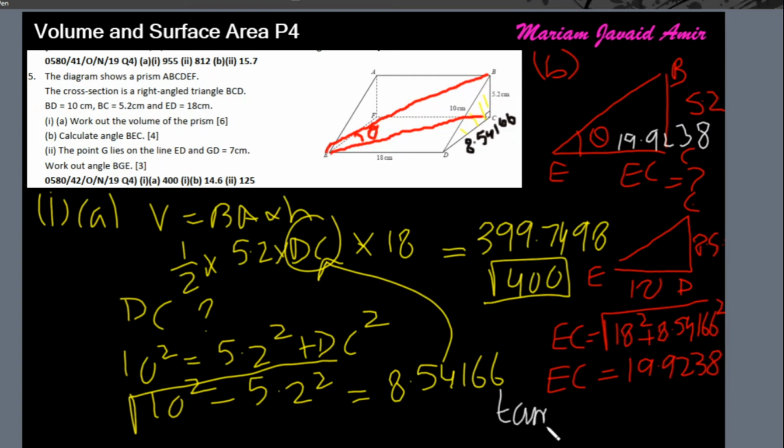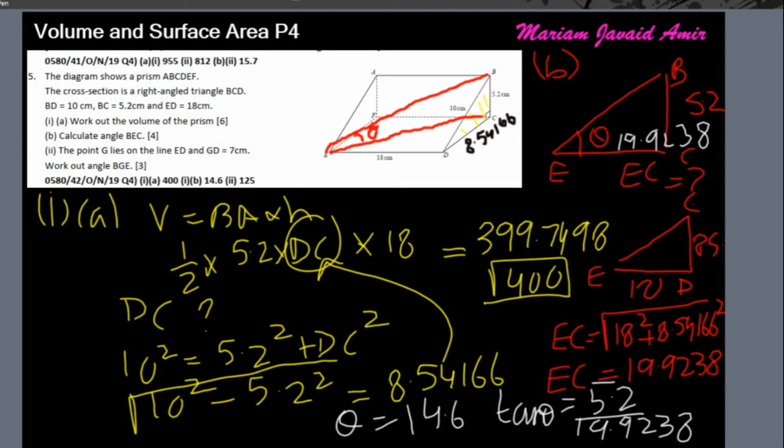Now I can find theta by applying tan. Tan theta equals 5.2, perpendicular, over hypotenuse, 19.9238. So to find theta, I'll take tan inverse of the fraction: tan inverse of 5.2 divided by answer. I am getting 14.6, which is the correct answer. The angle is 14.6 degrees. Angles are supposed to be rounded off to 1 decimal place.